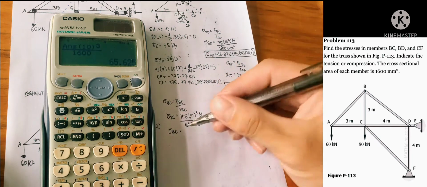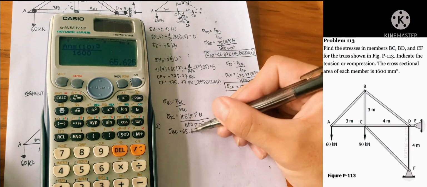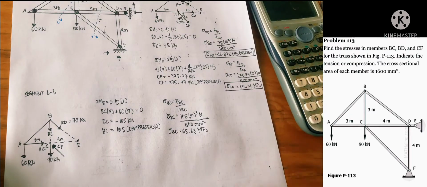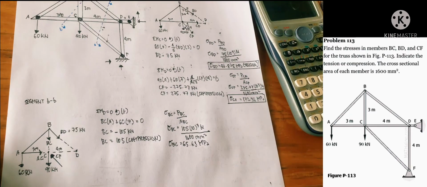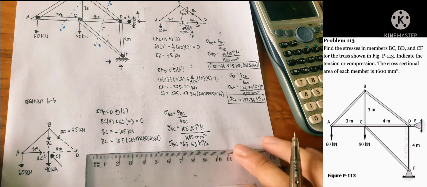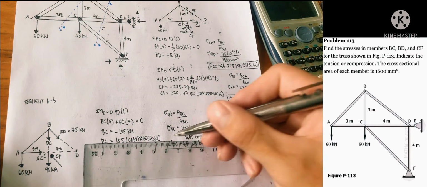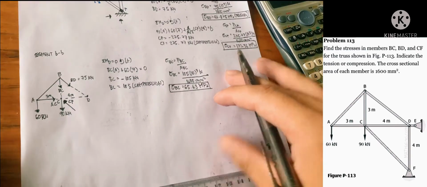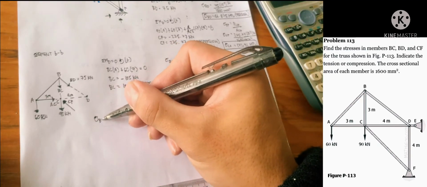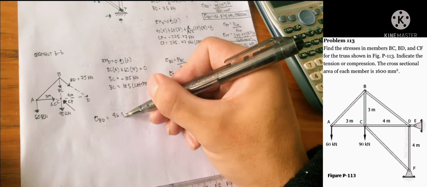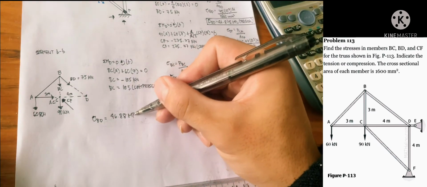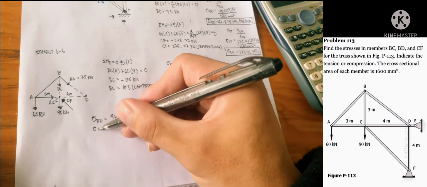Raised to 3 over 116 is 65.625 megapascal. So our unit strength for the member BC is 65.63 megapascal. Comparing it to the other, we will write them in summary, in megapascal.